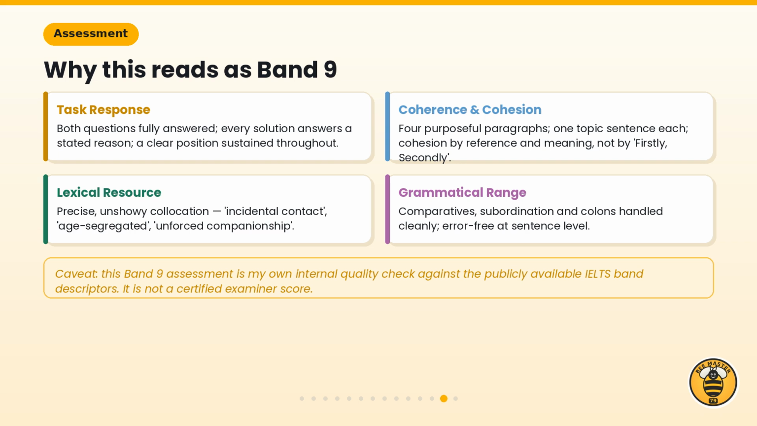And an important caveat. This band 9 assessment is my own internal quality check against the publicly available IELTS band descriptors. It is not a certified examiner score.